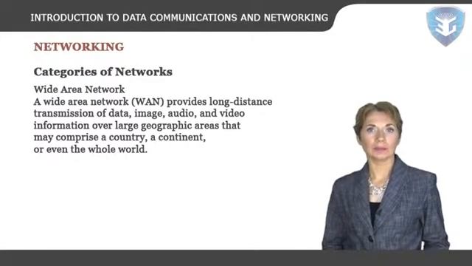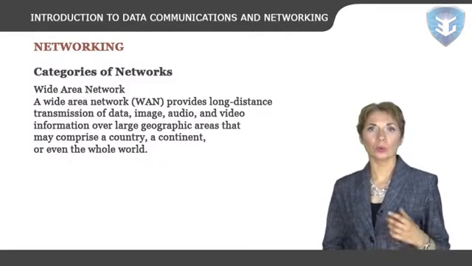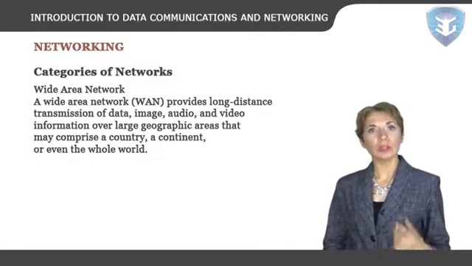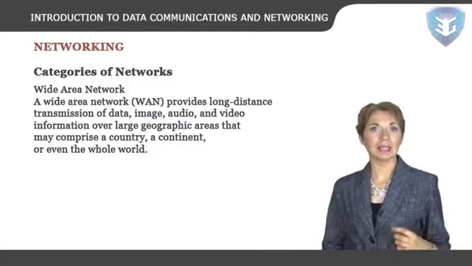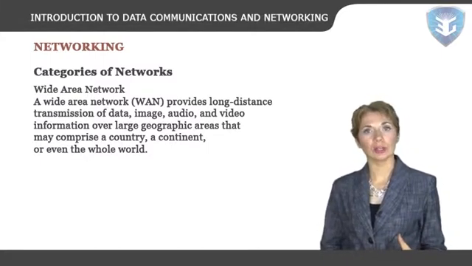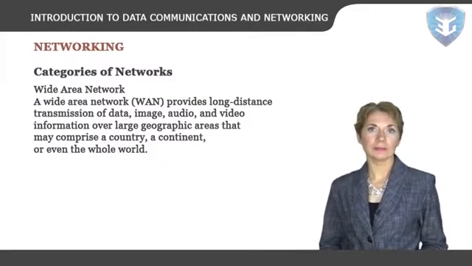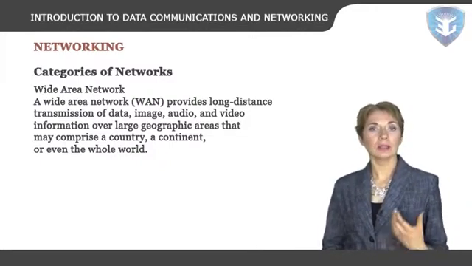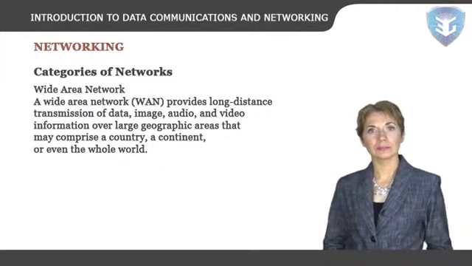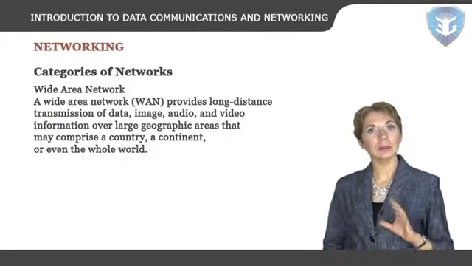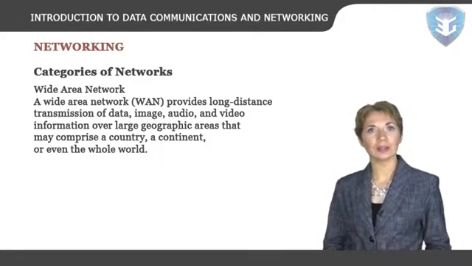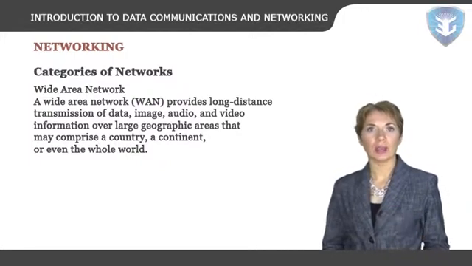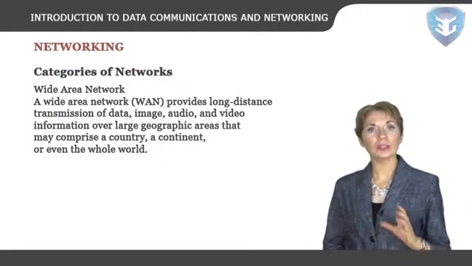Wide area network. A wide area network, or WAN, provides long-distance transmission of data, image, audio, and video information over large geographic areas that may comprise a country, continent, or even the whole world. A WAN can be as complex as the backbones that connect the internet, or as simple as a dial-up line that connects a home computer to the internet. One normally refers to the first as a switched WAN, and to the second as a point-to-point WAN.